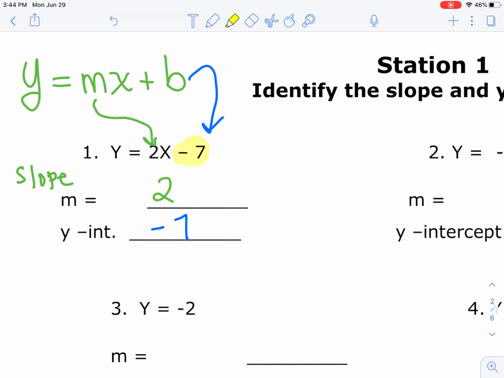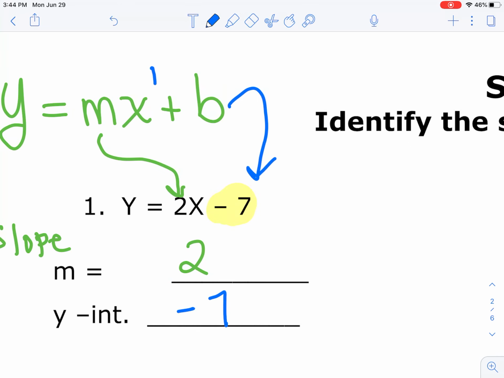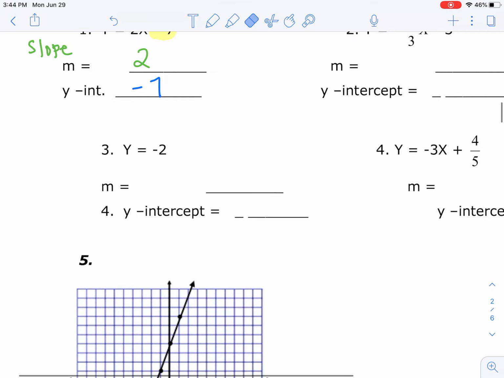Notice that the highest exponent here, there's an imaginary 1. And when that's the case, you know you're dealing with a linear function. Okay, if it was a 2 or a 3, then it would not be linear and we would just classify it as nonlinear.